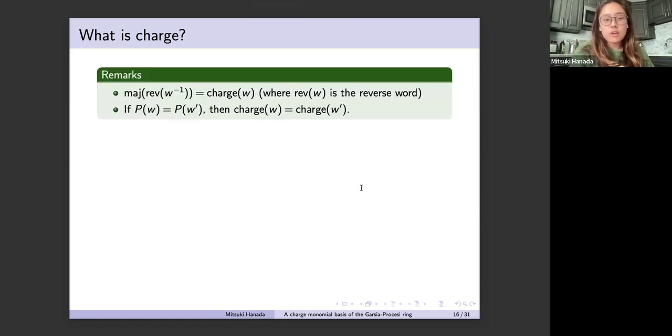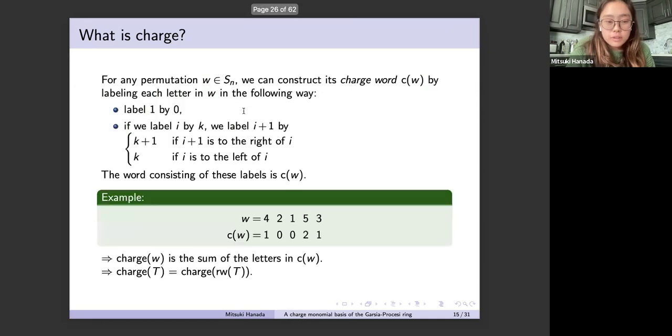So some things that are nice about charge. One thing to know is charge is secretly major index, where remember major index is that permutation statistic that came up earlier when we were talking about the descent basis. So the charge of a permutation corresponds to major index of a different permutation where you make modifications using reversing the word and then taking the inverse. And then if two permutations have the same insertion tableau, so via RSK, if they correspond to the same tableau in the first coordinate, then the two permutations need to have the same charge.